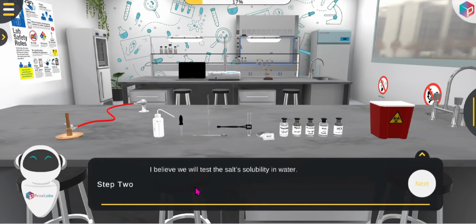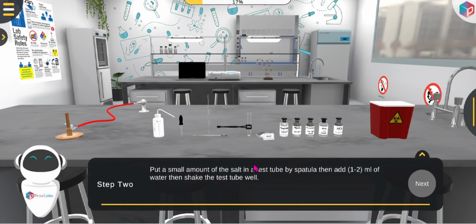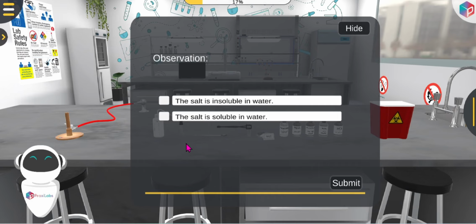Step 2. Put a small amount of the salt in a test tube by spatula, then add from 1 to 2 milliliters of water. Then shake the test tube well. Observation: the salt is soluble in water.